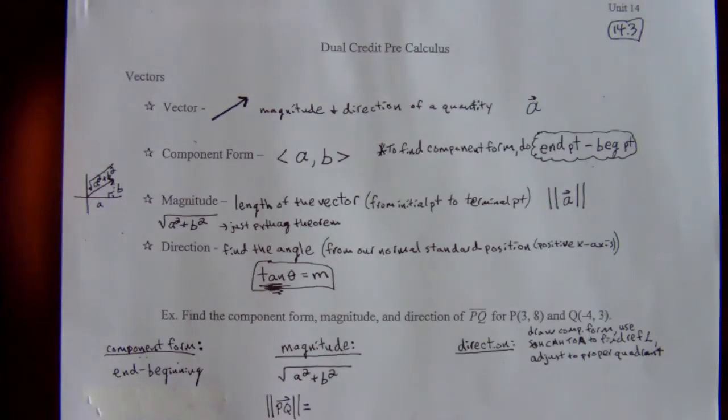Here are some notes over vectors. You either have this in your packet already, or you just jot all these notes down and these examples and formulas down on a blank sheet of paper. That way you're using it to help you with the worksheets here.